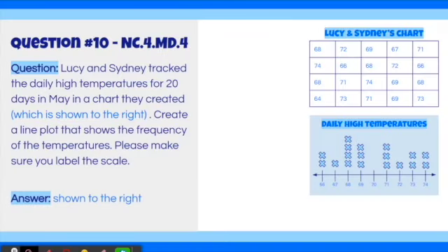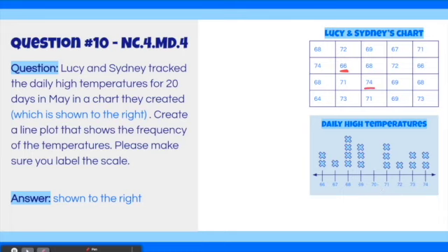So this is the answer. It's shown to the right under the chart. So this is what it's going to look like. I'm not redrawing the line plot, but I'm just going to explain how it works. So you're going to draw a number line, and when they say label a scale, these are the labels, these are the numbers. And what I did was I started with the lowest number they showed, which is 66, and I labeled it all the way to the highest number, which is 74.